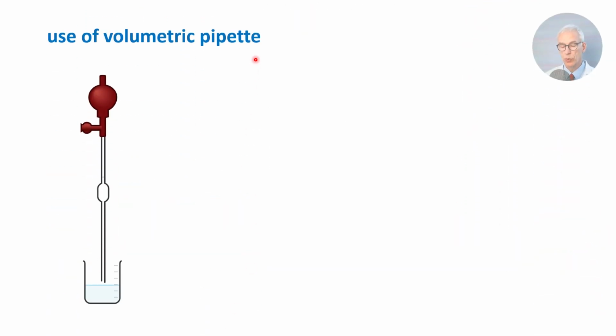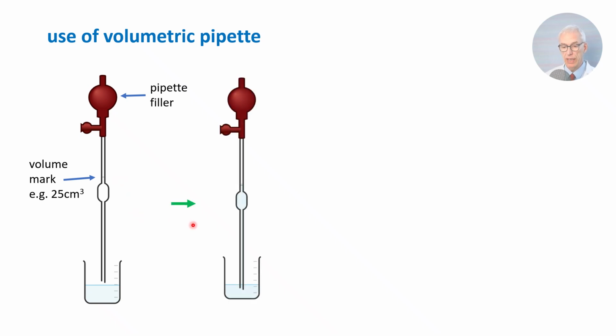If we start with the volumetric pipette, we have a pipette filler and the volumetric pipette itself, which has a volume mark or calibration point of, for example, 25 centimeters cubed. It is designed to draw from a beaker a volume of solution up to that calibration point.